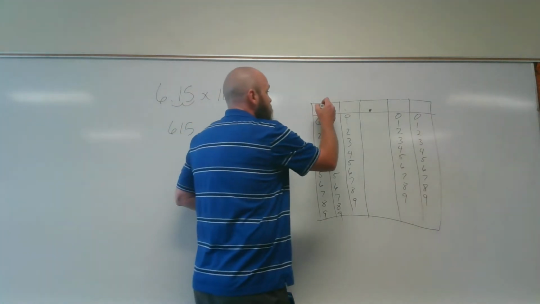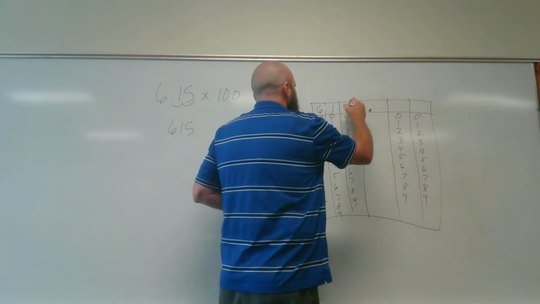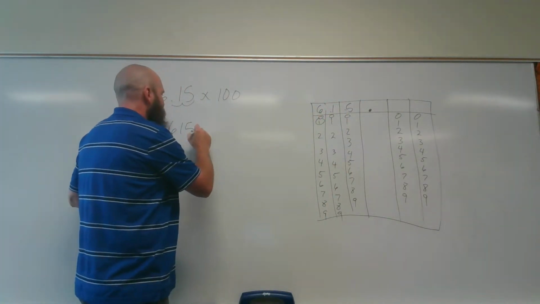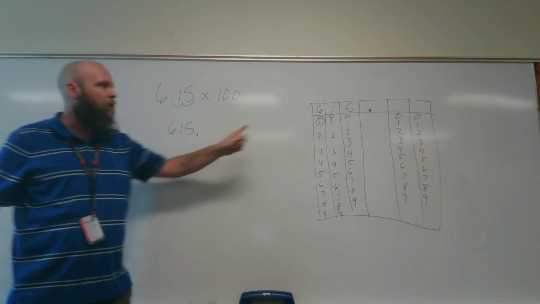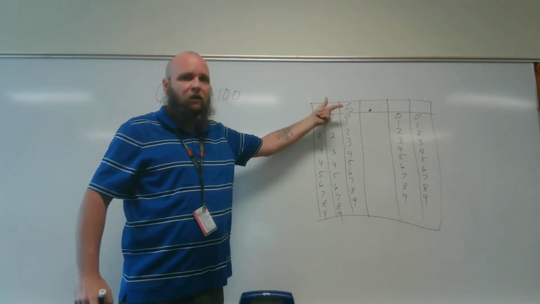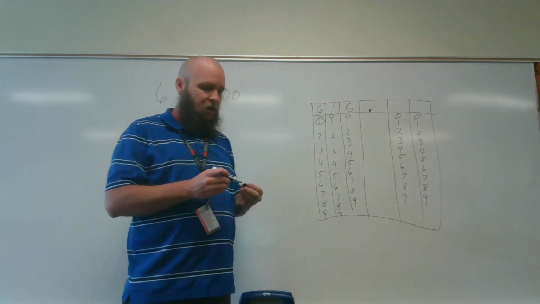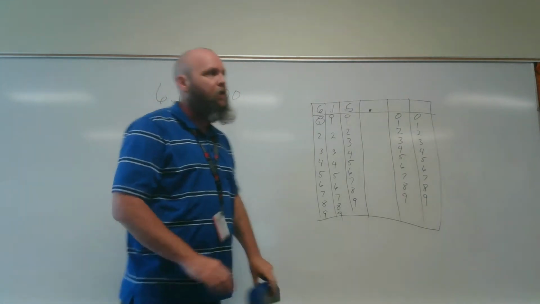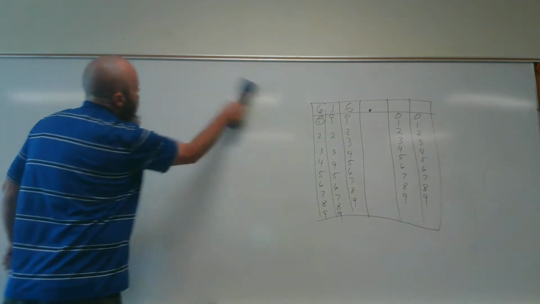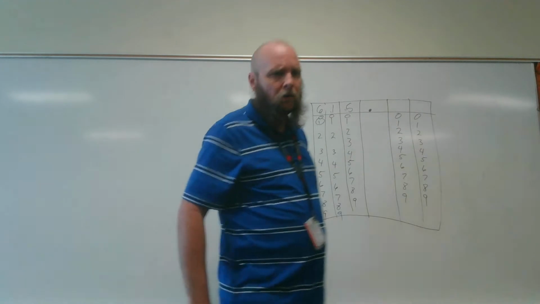Didn't even have to do any math other than counting to 2. Again, my answer needs to be in the right spot, though. 615. My decimal point's at the end. If it's not written, I need to bubble in correctly and place my decimal point in correctly. If you don't do that, boom shakalaka, you're going to get them wrong. Why? Because I said so.